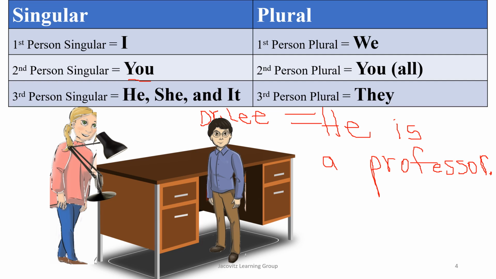And then we do plurals all over here. We, one or two, one or more people. You all, two or three. They is three people.